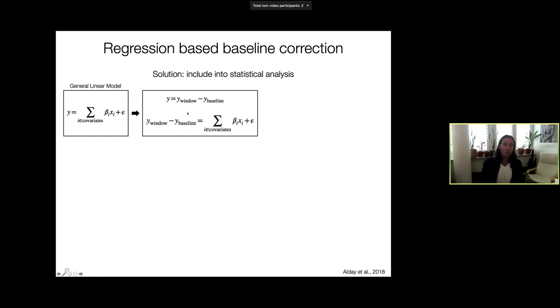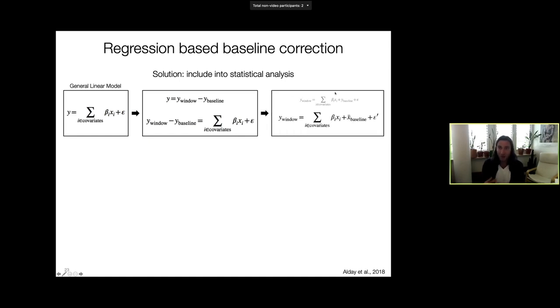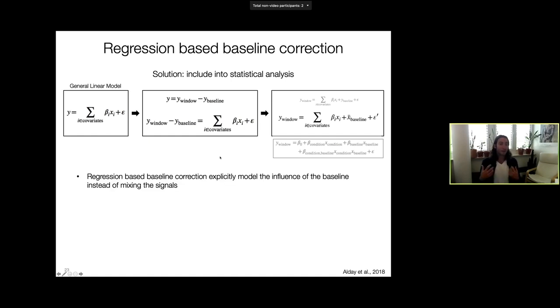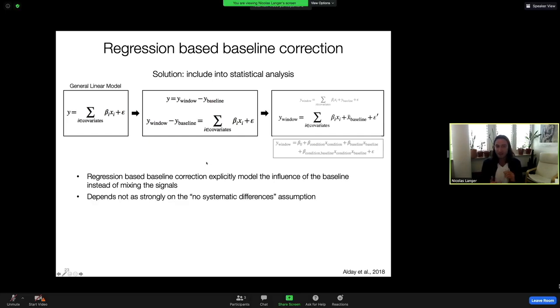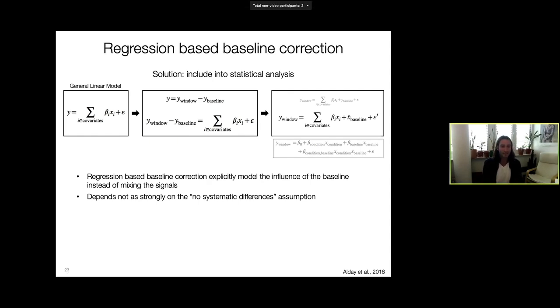And we can now move this baseline term, y baseline, to the other side of the equation. Because it's now on the side of the predictors, we can also rename the y baseline to x baseline. And now we have included the baseline interval into our statistical models. We can now even include an interaction term and see whether the baseline actually varies between different conditions. And this has the benefit that the regression-based baseline correction explicitly models the influence of the baseline instead of mixing the signals. And this does not assume that there is no systematic difference between baseline intervals.